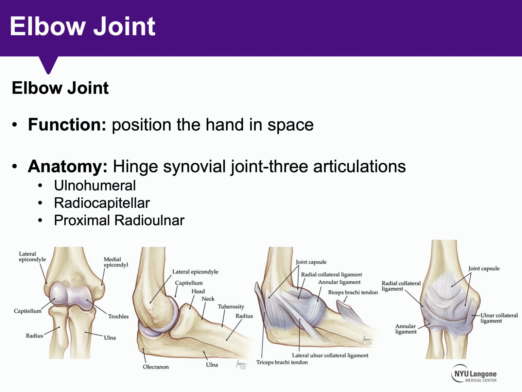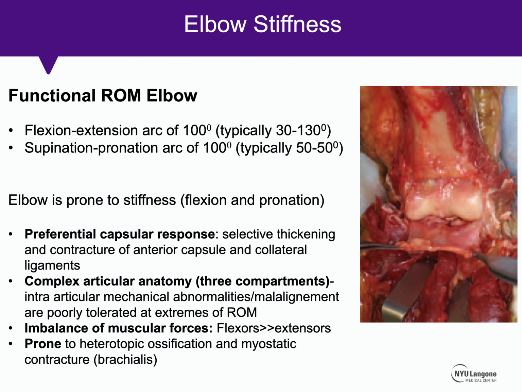As we all know, the function of the elbow joint is to position the hand in space. It's a complex synovial hinge joint consisting of three articulations: the ulnohumeral, radiocapitellar, and proximal radio-ulnar joint. The functional range of motion of the elbow is described as a flexion-extension arc of 100 degrees, typically between 30 and 130, and a supination-pronation arc of 100 degrees, typically described as 50 degrees of supination and 50 degrees of pronation.